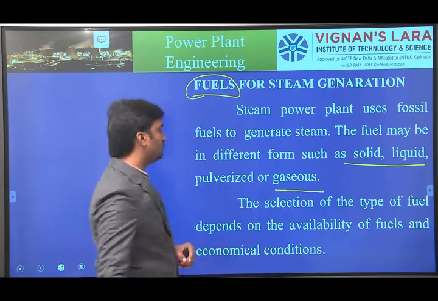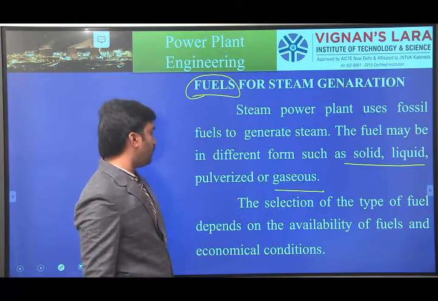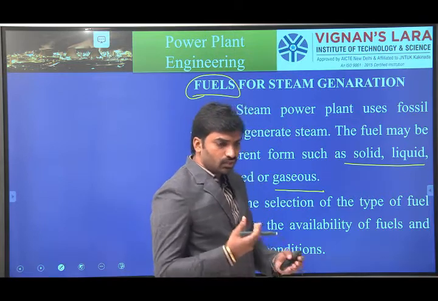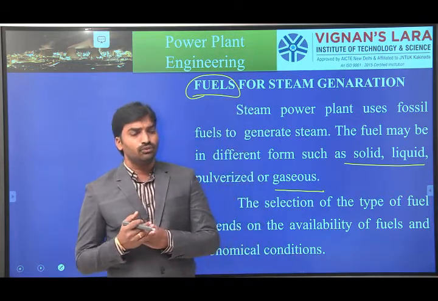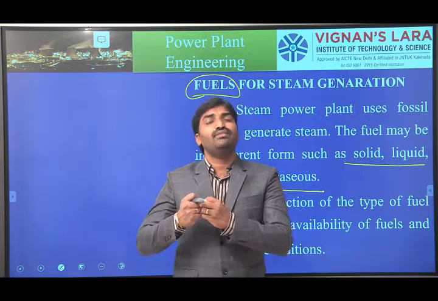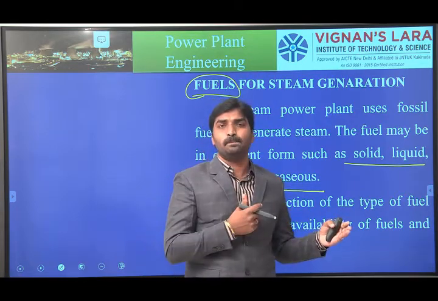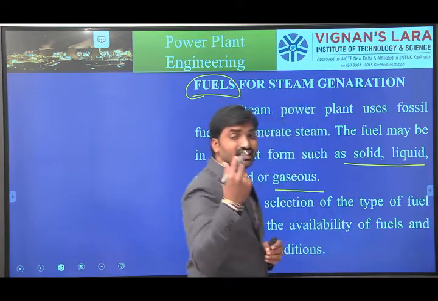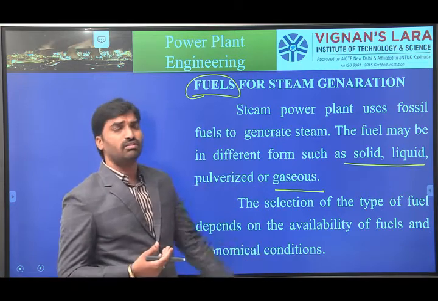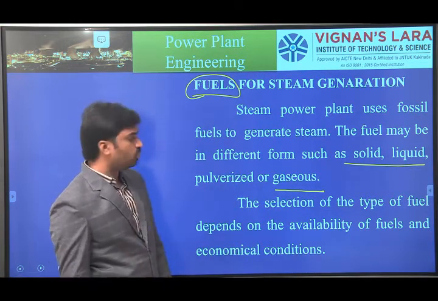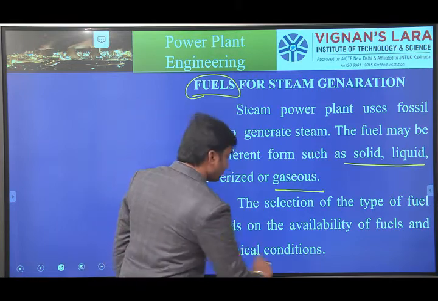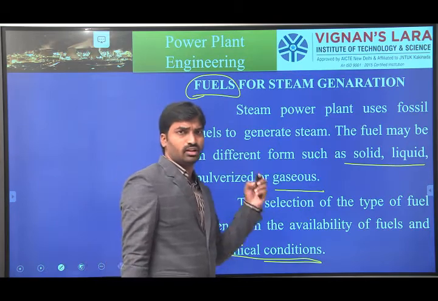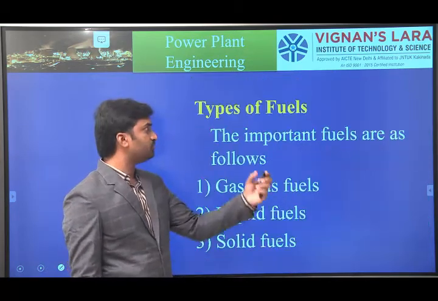The selection of the type of fuel depends upon the availability of fuel and economic considerations. So we can choose the steam power plant. We know that steam power plants account for 50% of power generation in India. Why are we choosing a steam power plant mostly? Because it is much cheaper than the other power generating techniques. That is why we consider economics: steam is low cost. So that is why we go to steam power plants.